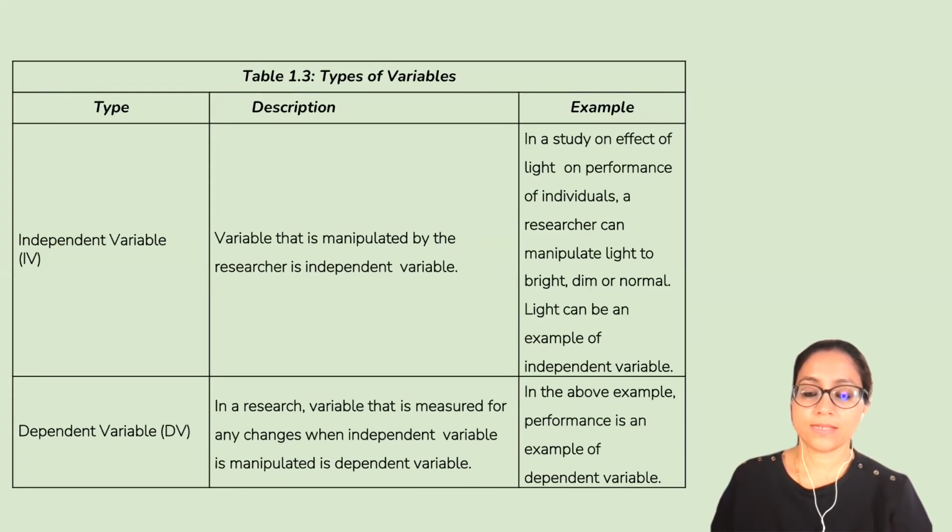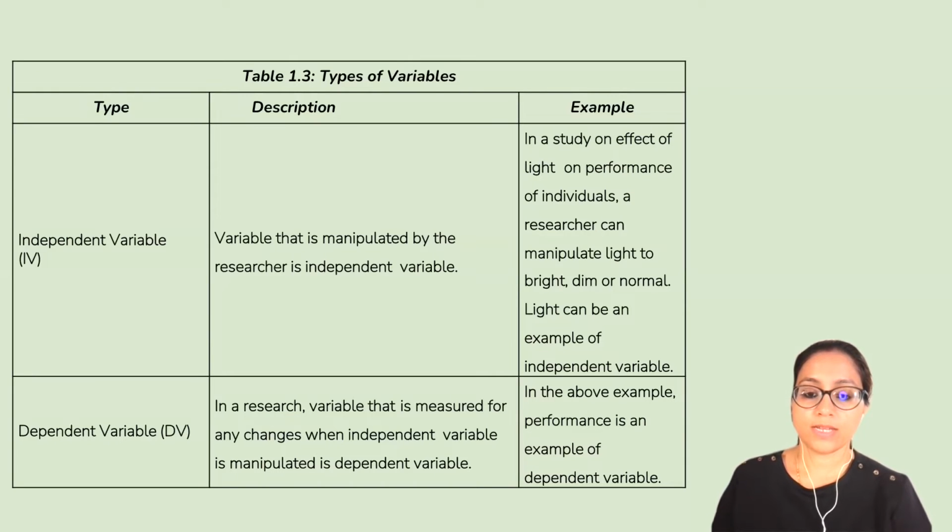So now let us discuss the types of variables. The first type of variable is the independent variable or the IV. What is an independent variable? A variable that is manipulated by the researcher is the independent variable. For example, in a study on the effect of light on performance of individuals, a researcher can manipulate light to be bright, dim, or normal. So in this case, light can be an example of an independent variable.